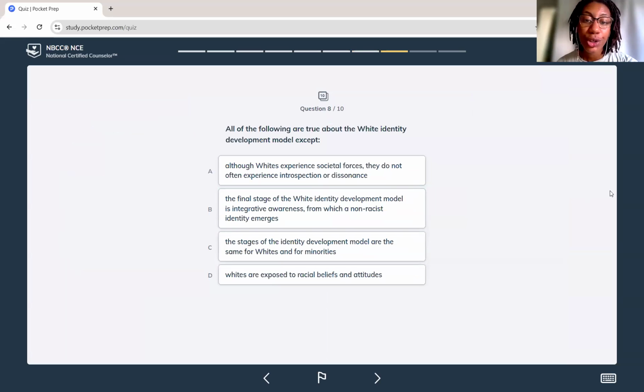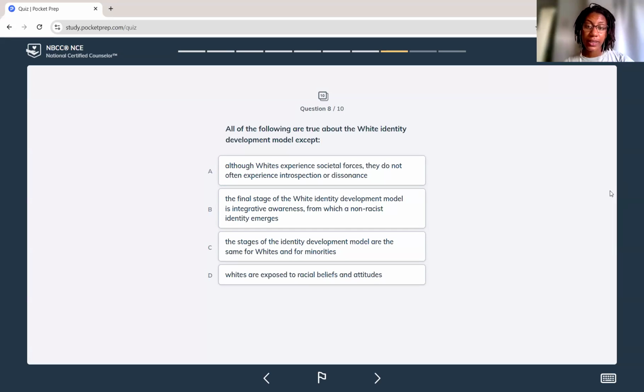All of the following are true about the white identity development model, except. Here's another except question. We had one of these questions in part 1. Except. If you don't know what the white identity development model is, what should you do? Pause here. Make sure you know that term, then keep going.